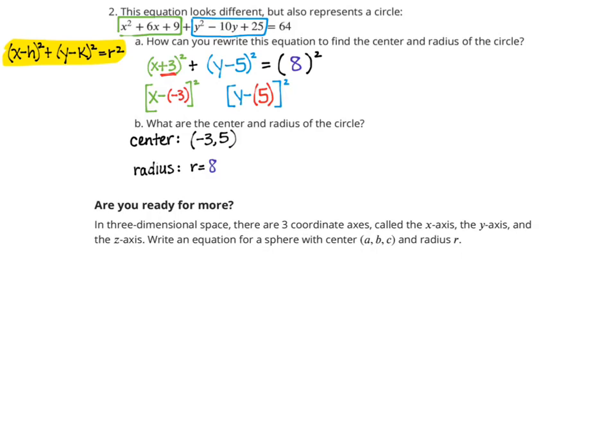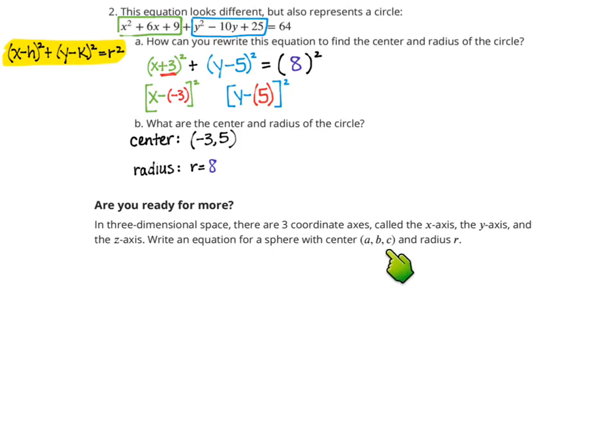This last problem here is taking all of what we've been discussing with circles and turning it into a sphere, which is graphing in a 3D plane. So we've got not just the x and y axes, but we have one more. We have the z axis. And it's still based on a distance formula, so we're still going to be using binomial squared.